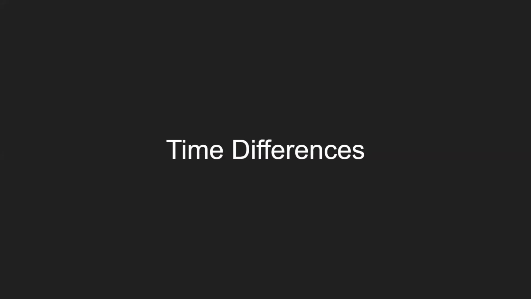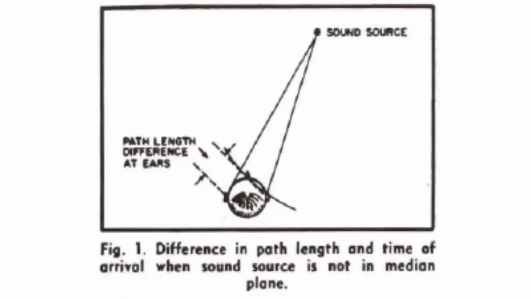There's also the time difference, because the speed of sound in air is going to be more or less constant for our purposes, and so the path is different. If you're traveling farther at the same speed, you're going to get there at a different time. So there's a path difference in how far that sound has traveled to each ear, and that gives you a time difference in when it arrives at each ear.